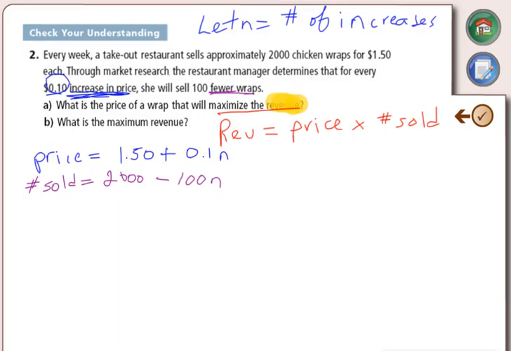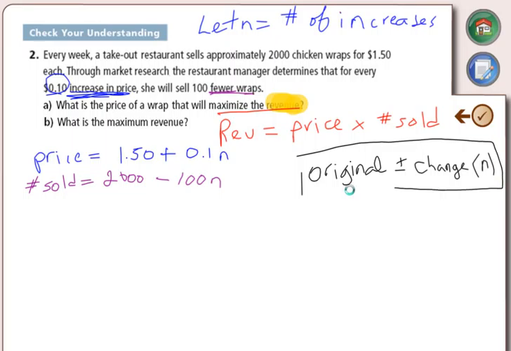Both of those two parts follow a little bit of a cookie cutter. Original, the original amount, plus or minus, plus if it's increase, minus if it's decrease, the change, whatever change they give in the question, multiplied by the n, the number of increases or decreases. Let's box that in because that's kind of your cookie cutter right there.